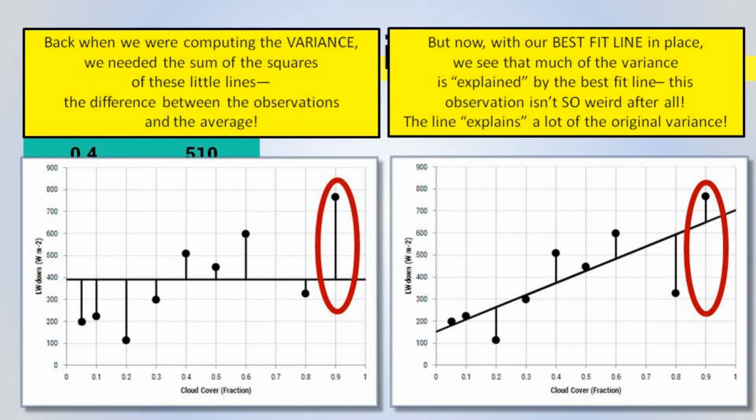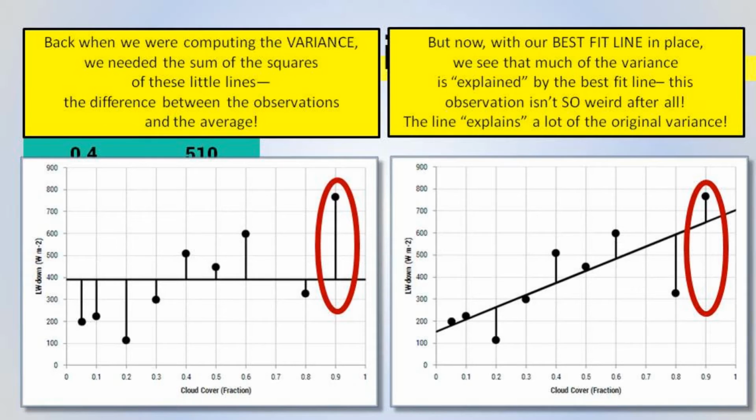We see that a lot of the variance that was in the original data over there on the left has been explained by the fact that there's this best fit line. Explained is a powerful word in statistics. We are saying that yes, there is variance here, but we know why it is. It's here because of the slope of this best fit line.